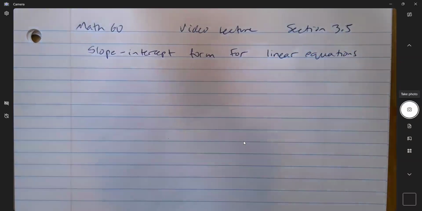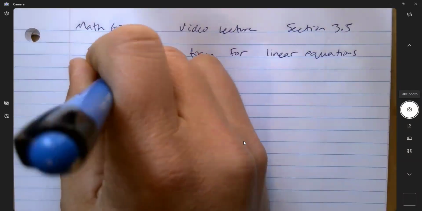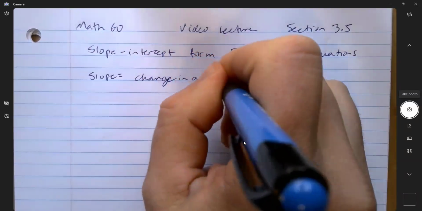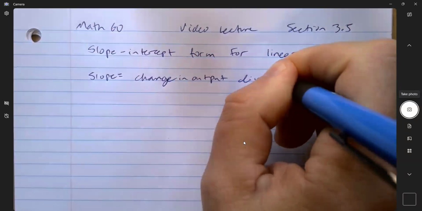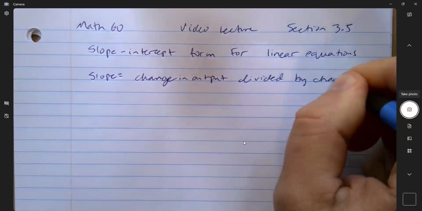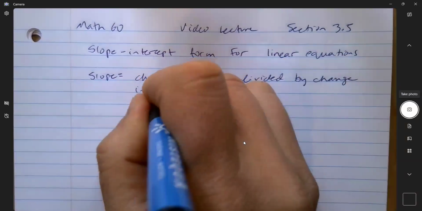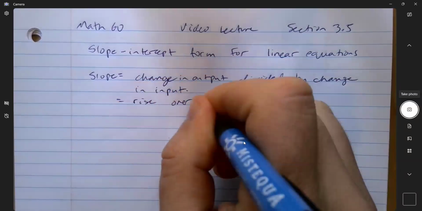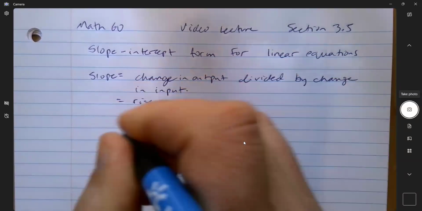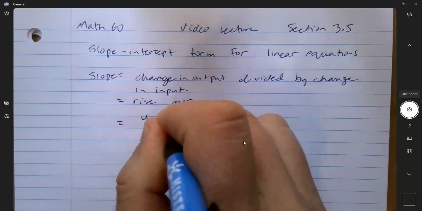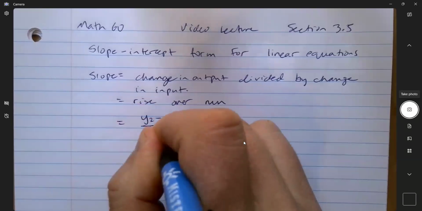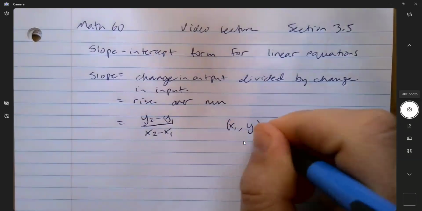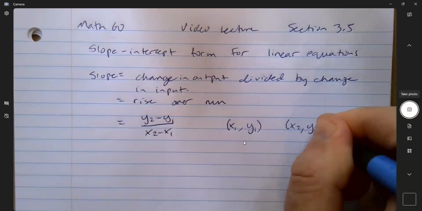In the last videos, we've talked a fair amount about slope. Slope is the change in output, or y, divided by the change in input, or x. We can also think of it as rise over run, if we're thinking about it graphically, or you can think about it as y2 minus y1 over x2 minus x1, if we're thinking numerically and we have these two coordinate pairs, x1, y1, and x2, y2.